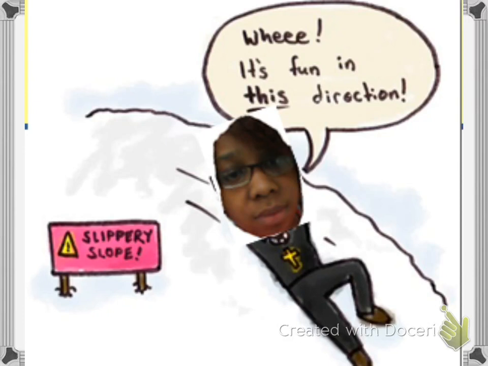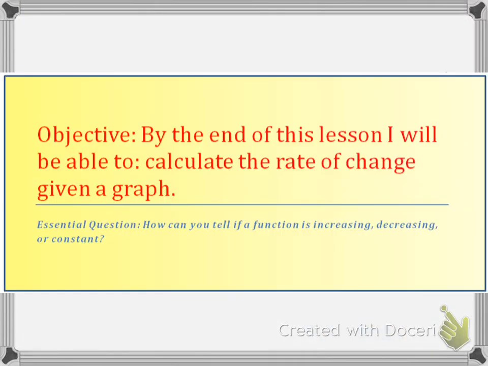So we are learning again about rates of change and slopes. Remember, we read an article about it. And now we need to do a couple of things when it comes to graphs. So the objective: by the end of this lesson, I'll be able to calculate the rate of change given a graph. Essential question: how can you tell if a function is increasing, decreasing, or constant?